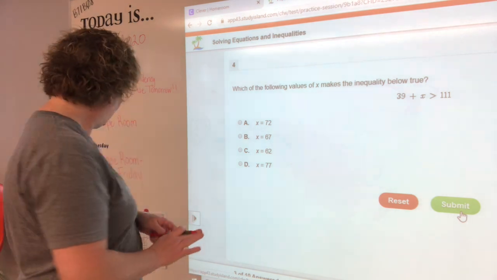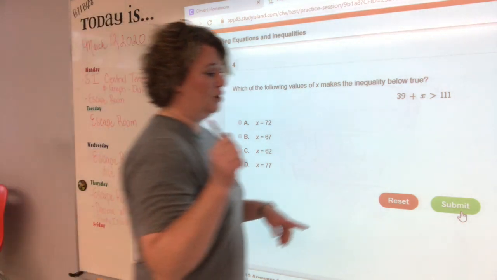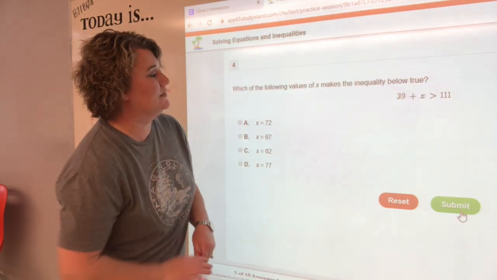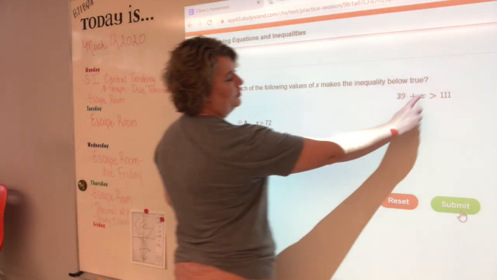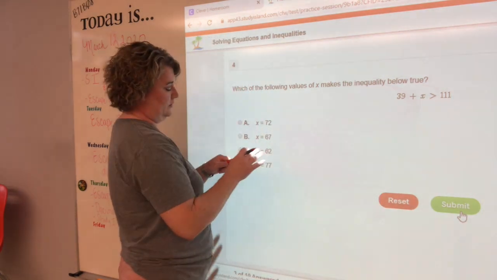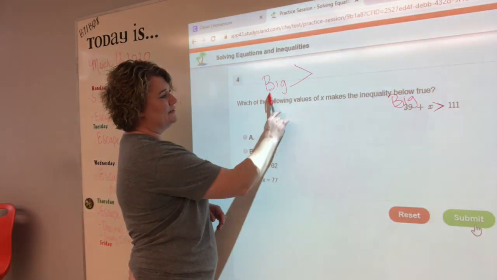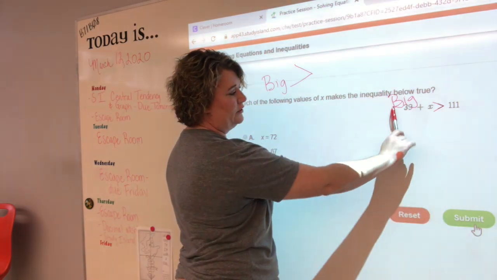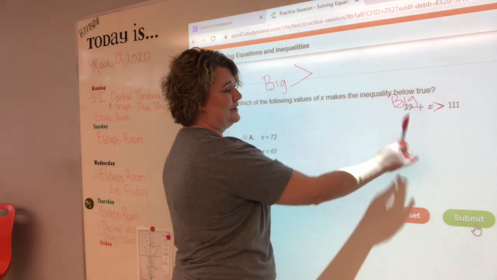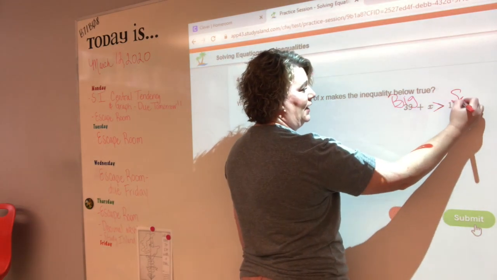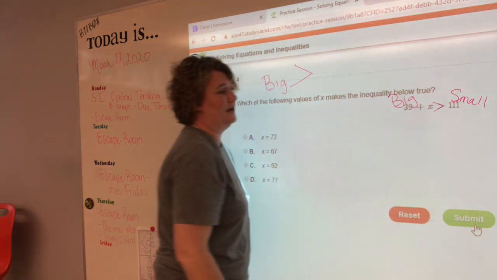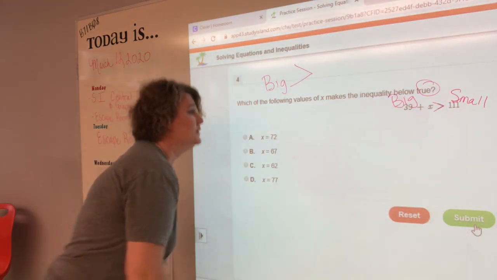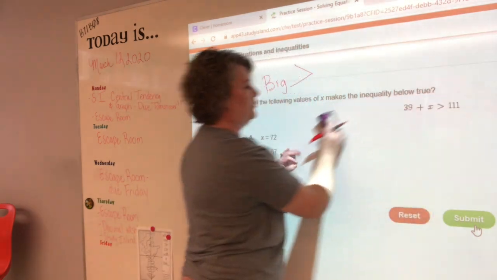Okay, now they are spicing things up a little bit, and I'm going to get a different marker because I want to make sure it's dark enough. Now they're giving you a greater than sign. So let's talk about that. Your big mouth is going to open to the big side. So this side would be the big side, and this side would be the small side. And remember, we're still trying to figure out what makes it true or not. So let's work some of these, and I think it'll make sense once we get going.